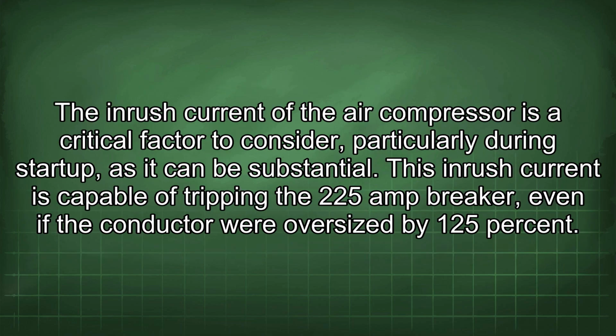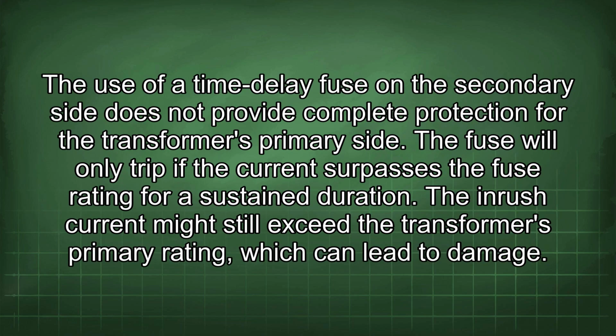The inrush current of the air compressor is a critical factor to consider, particularly during startup, as it can be substantial. This inrush current is capable of tripping the 225 amp breaker, even if the conductor were oversized by 125%. The use of a time delay fuse on the secondary side does not provide complete protection for the transformer's primary side. The fuse will only trip if the current surpasses the fuse rating for a sustained duration. The inrush current might still exceed the transformer's primary rating, which can lead to damage.